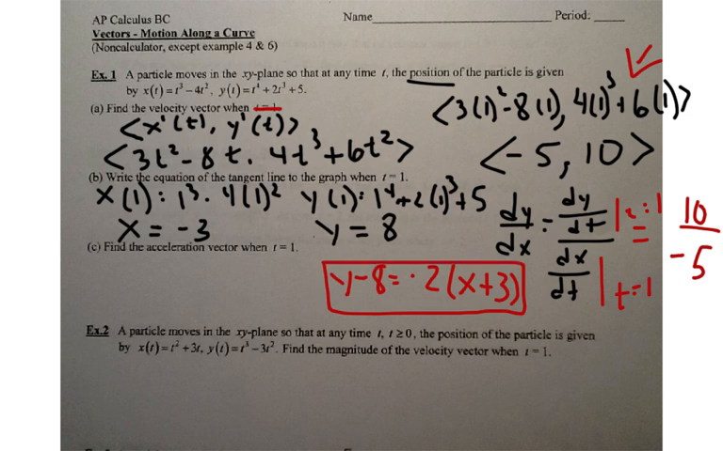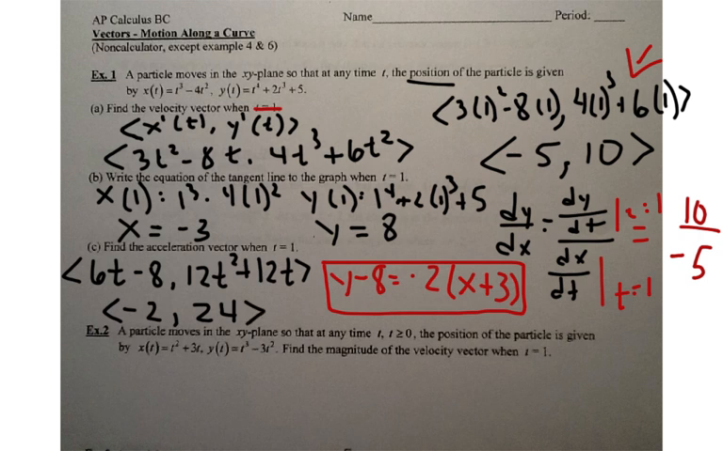Now, find the acceleration vector when t equals 1. That just means we're going to take the velocity vector that we got in part A and find its derivative. So it'll be 6t minus 8 and 12t squared plus 12t. And we plug in 1's to both of these, so 6 times 1 minus 8 gives us negative 2. And 12 times 1 squared plus 12 times 1 is 24. So there's our answer to part C.